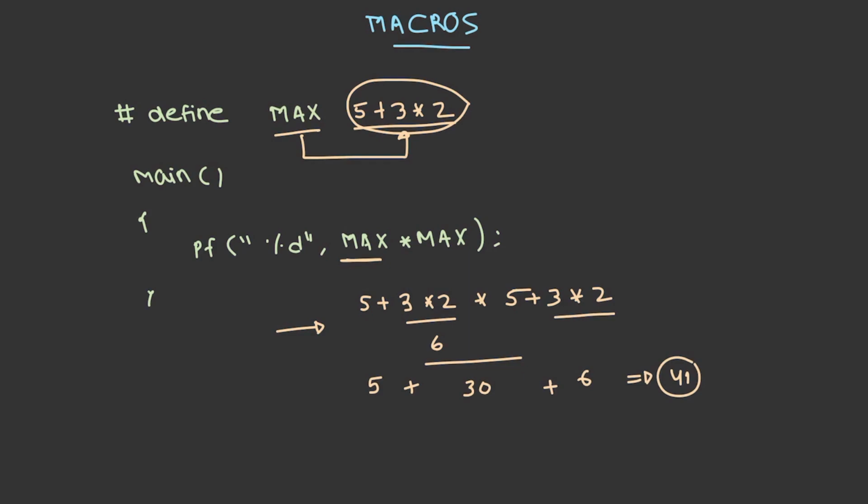But if you compute the value initially, 3 times 2, 6, plus 5, 11, 11 times 11 is 121. But the correct answer in this case would be 41. So, you take the same expression, substitute it inside the program, and then finally find the result.